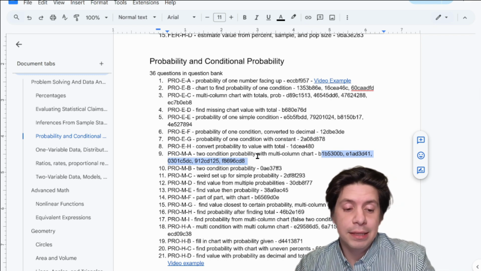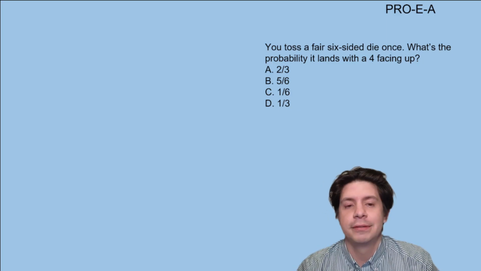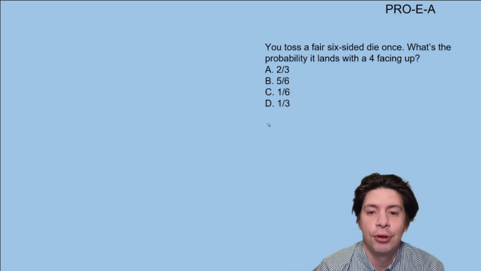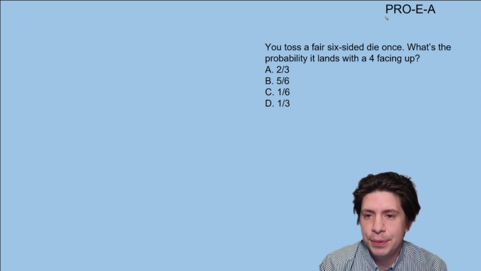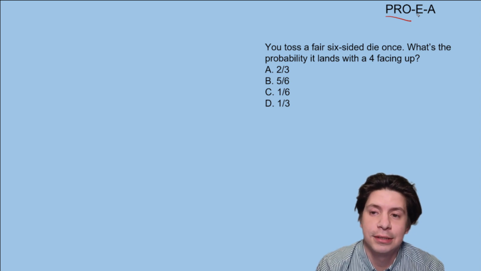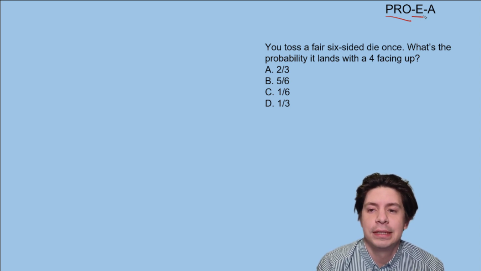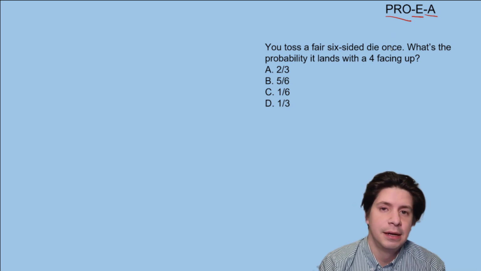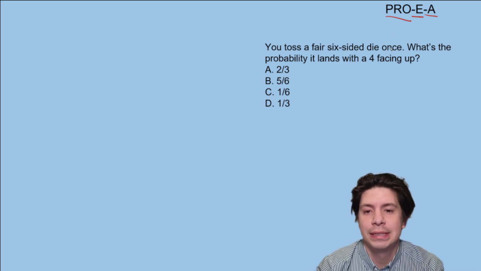But for now, let's get into the nitty-gritty of this video and see how it goes. So try these out, learn them, and you'll have taken care of a big category. So let's start with the easy one. So the PRO, right, stands for probability and conditional probability. Level easy, and the first type, right, is about probability of one number facing up, either when you flip a card or you roll a die.